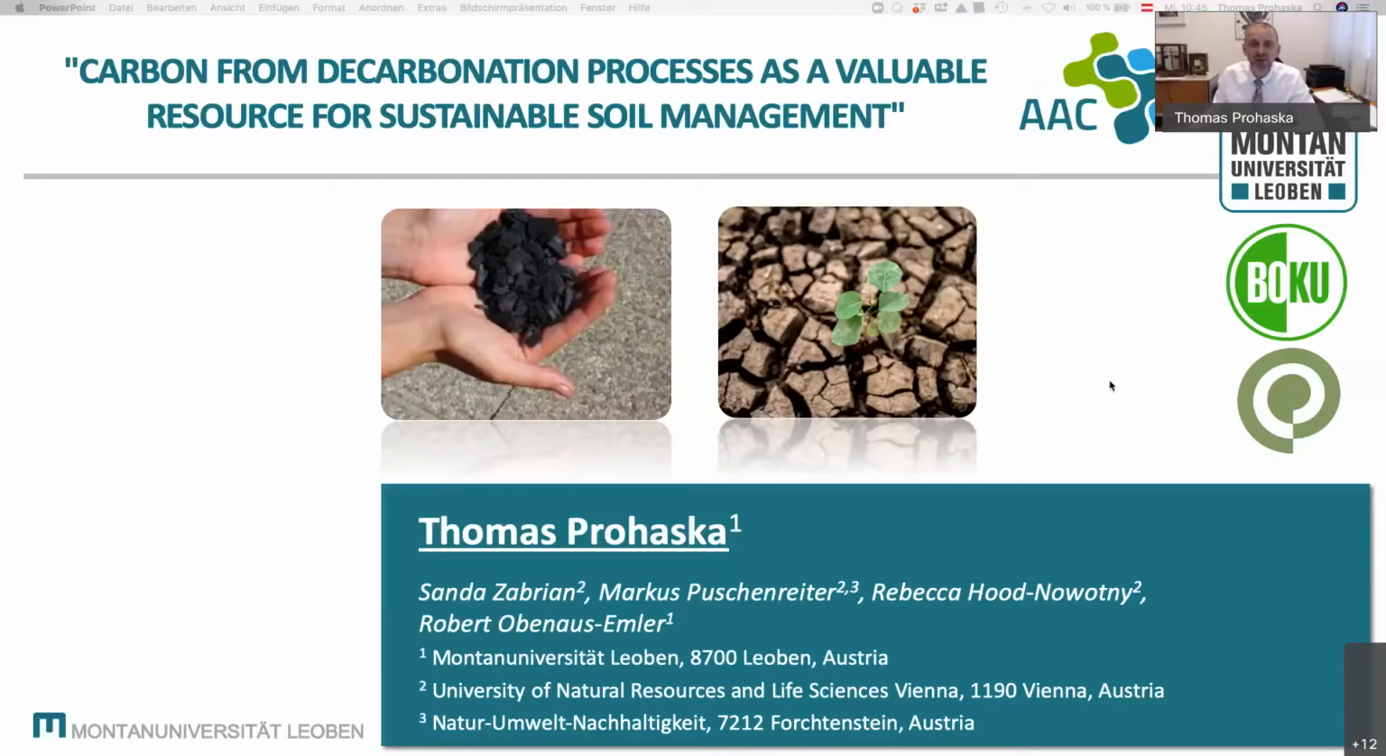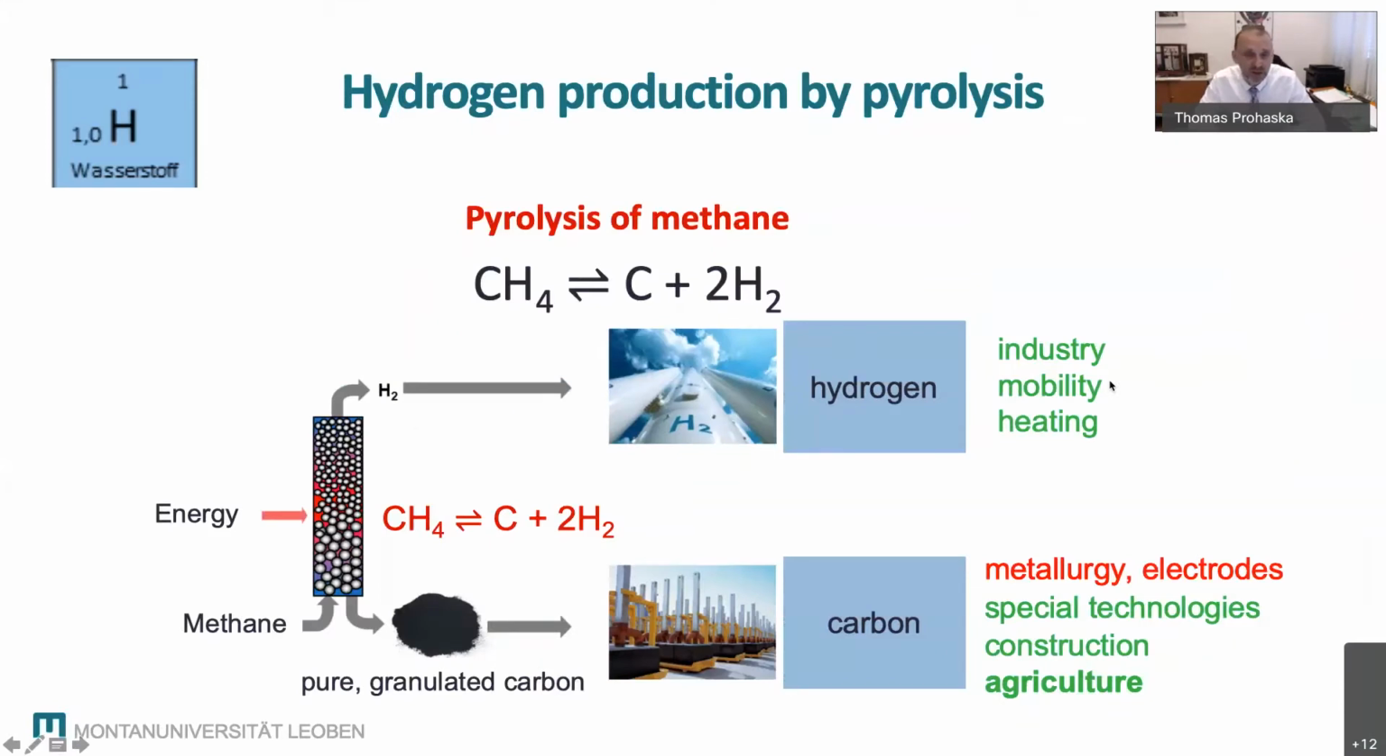So the idea of using carbon in agriculture is nothing new, but the thing which might be new to you is the source of the carbon. The carbon which we are looking at is derived from hydrogen production. That means we are using methane pyrolysis in order to produce hydrogen for use in industry. And this is the major project, the decarbonization of industry.